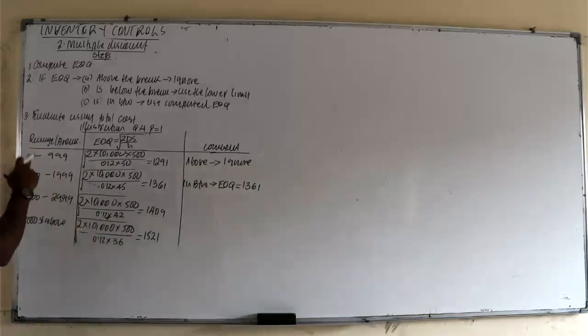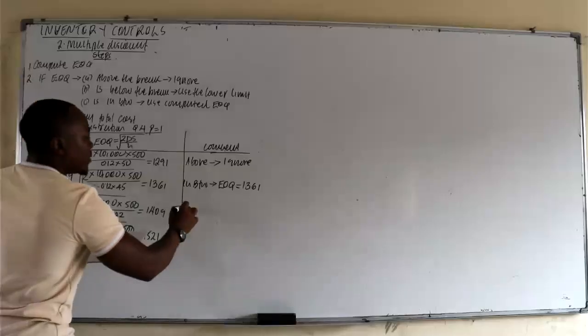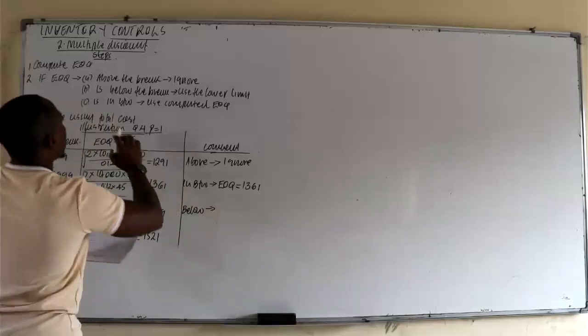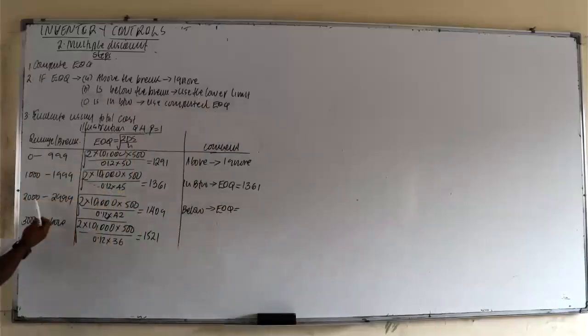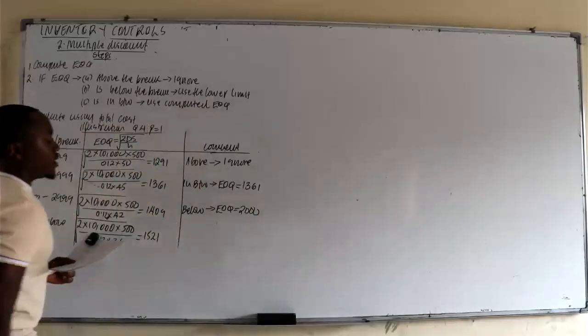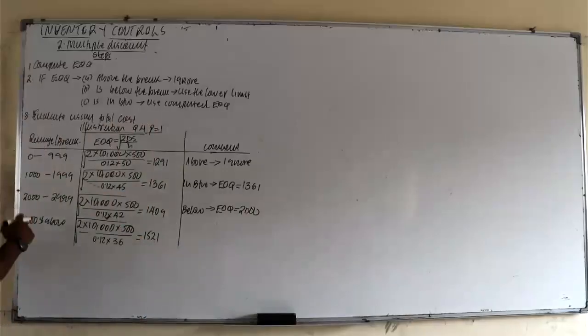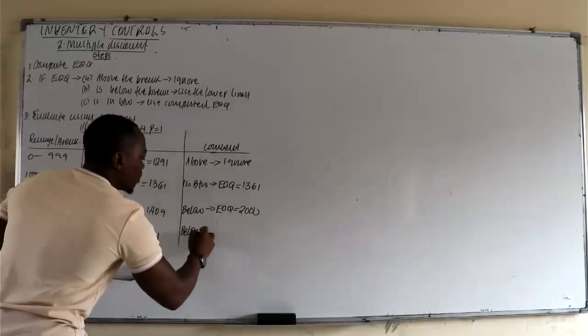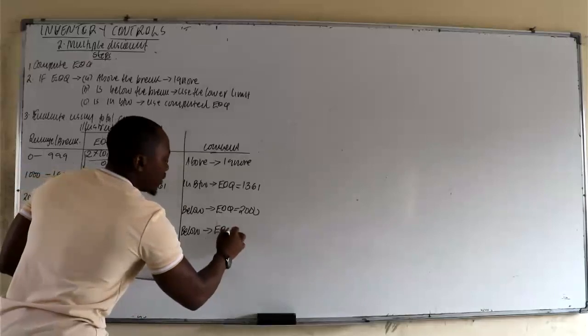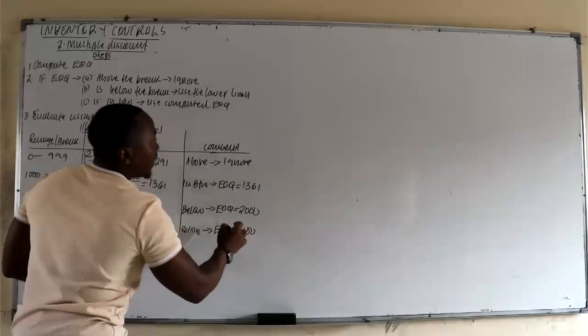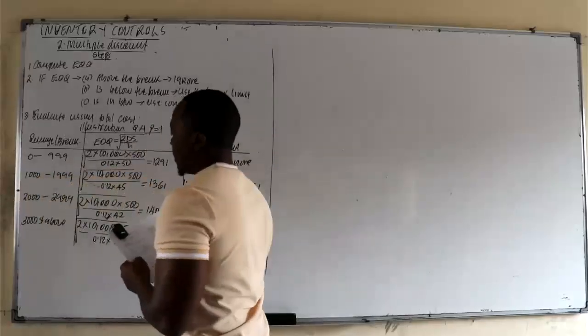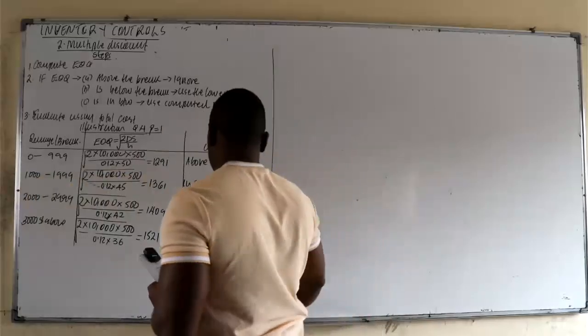1509, below, above, or in between? It's below. If it's below the break, we use the lower limit. So this is the lower range, this is the upper range. The minimum we should order is an amount of 2,000. 1551, below, above, or in between? It's below, so if it's below the EOQ, you use the lower limit. And the lower limit we have is 3,000. Then from there, we can evaluate using the total cost.